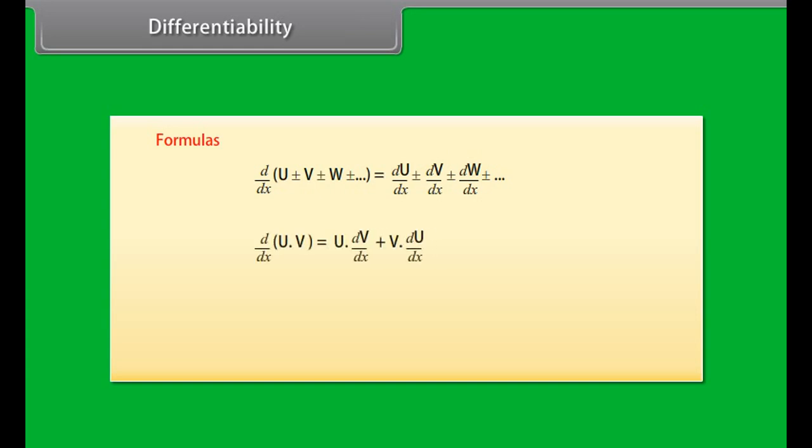d by dx of u into v is equal to u into d by dx of v plus v into d by dx of u. d by dx of u by v is equal to (v into d by dx of u minus u into d by dx of v) divided by v square.